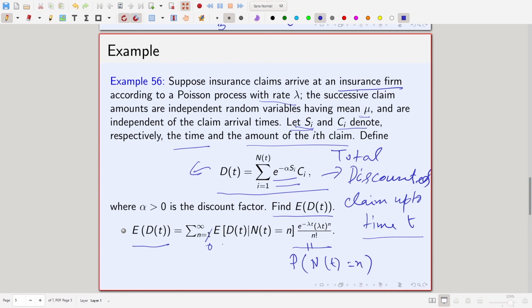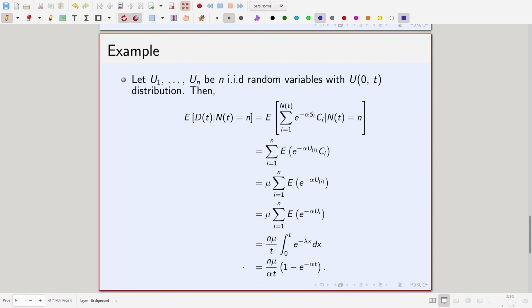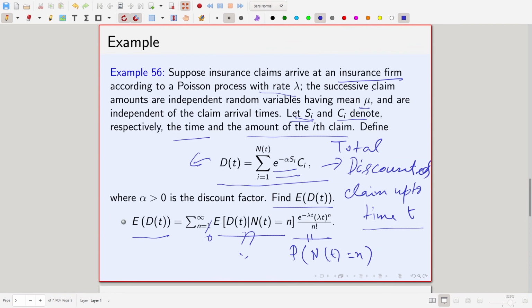So in order to find this, we already know what the probability N_t equal to n is, so we need to find out what the conditional expectation is. For that, let us denote by U_1, U_2 up to U_n, n IID random variables with uniform 0 to t distribution. Again, this comes from the fact that you are conditioning on there having been n arrivals, or n events, up to time t.